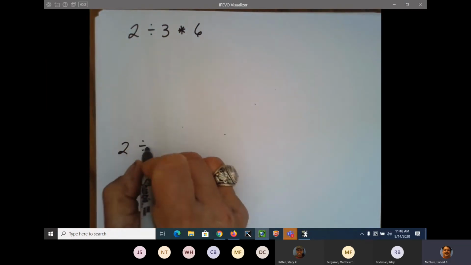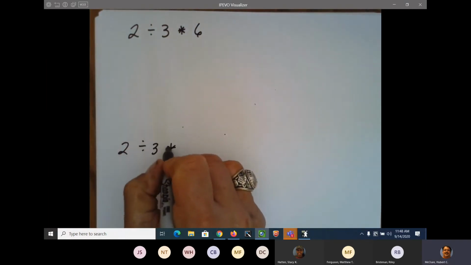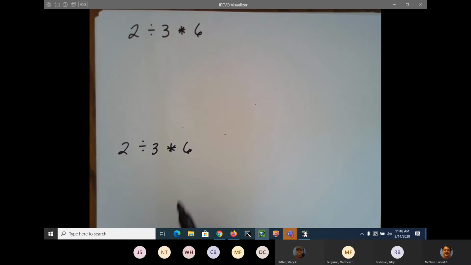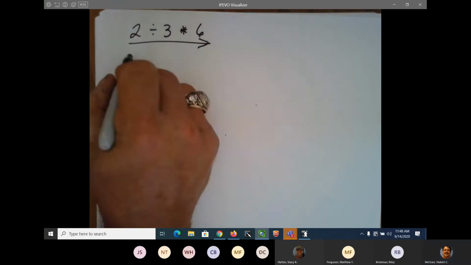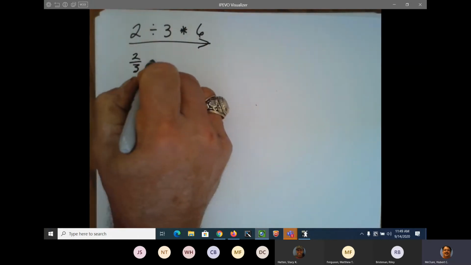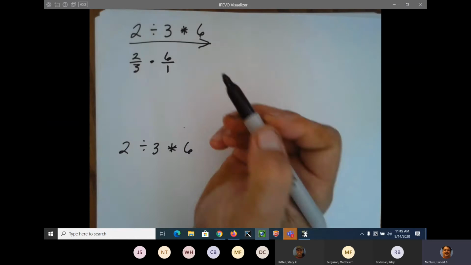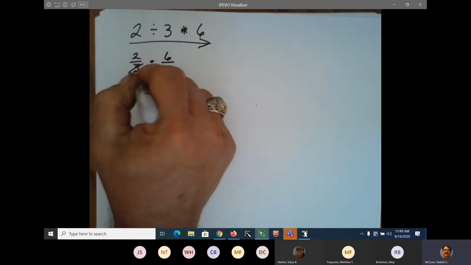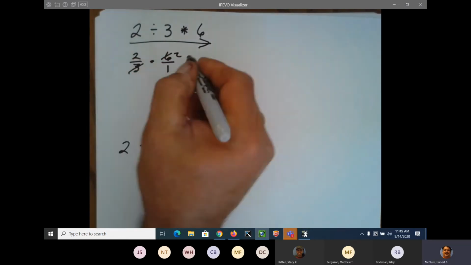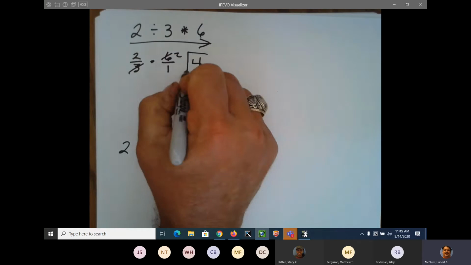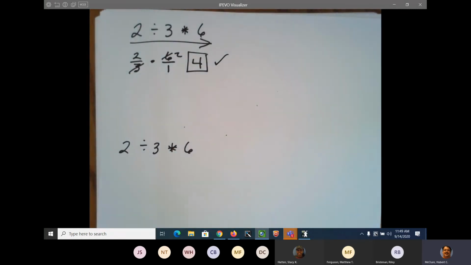2 divided by 3 times 6. Left to right, 2/3 times 6/1. The 3 will cancel here. 2 times 2 is 4. And that is the correct answer.